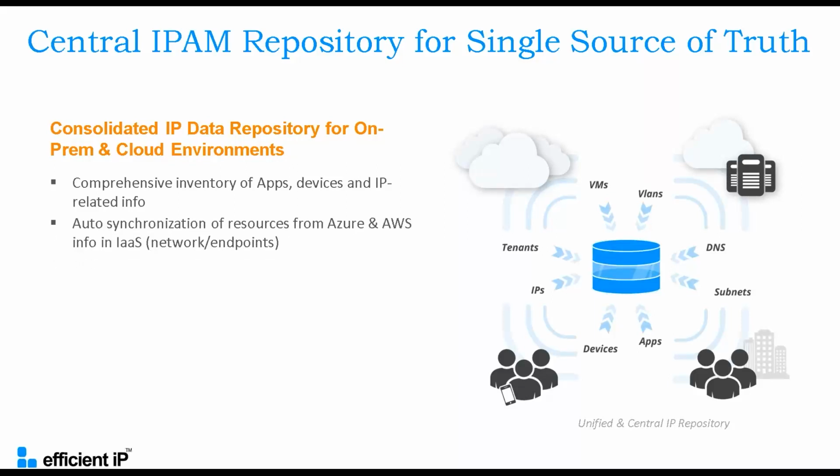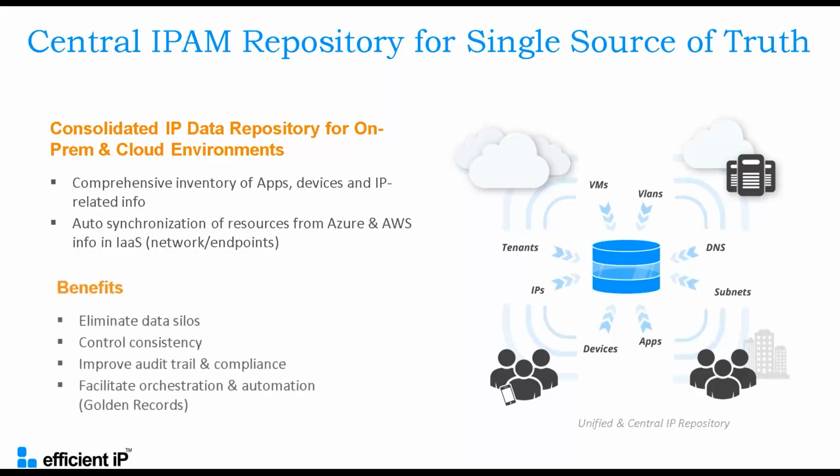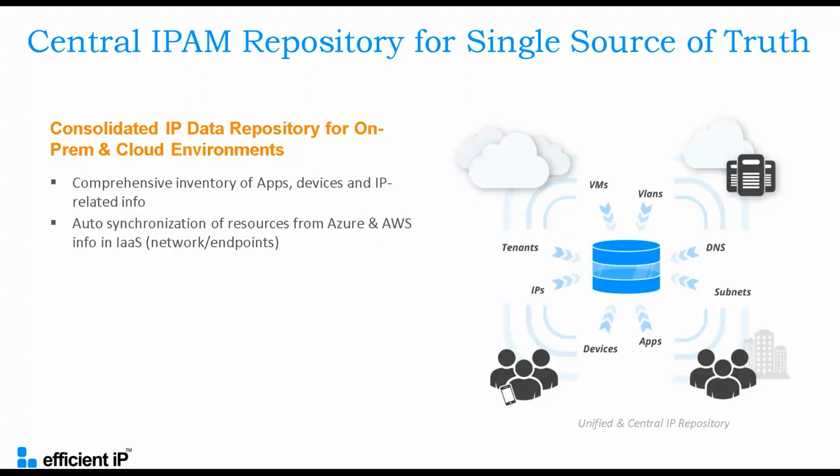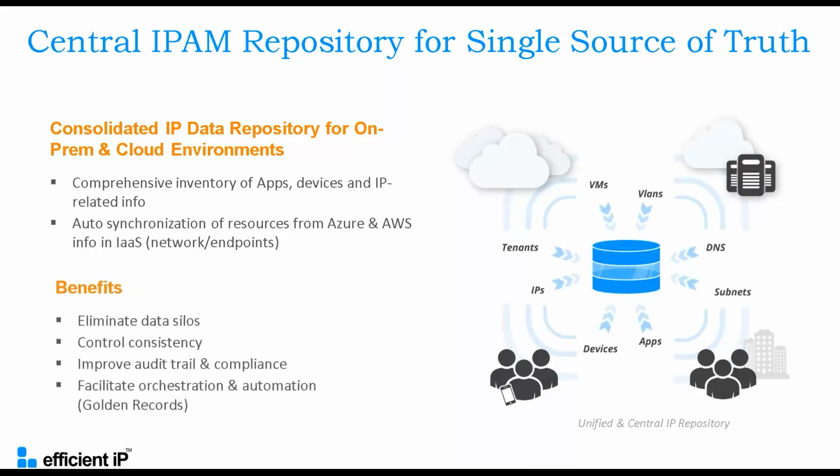It synchronizes with your cloud environments so that we get rid of the silos, so we can control consistency and improve the auditing, and so that the golden records, which are basically your most important assets on a network, these things are maintained and they're looked after. Nobody likes to see their main website domain going offline, and that's an example of a golden record.